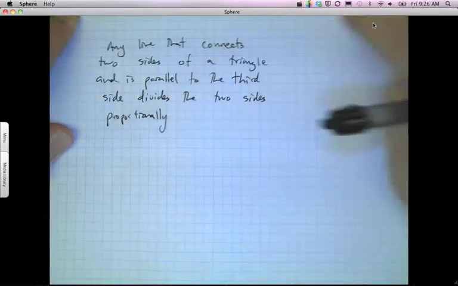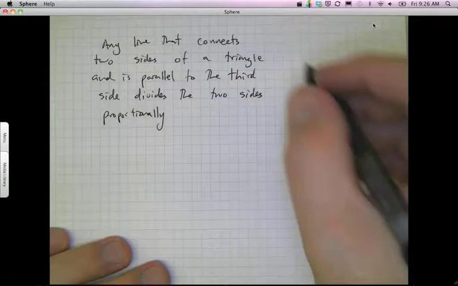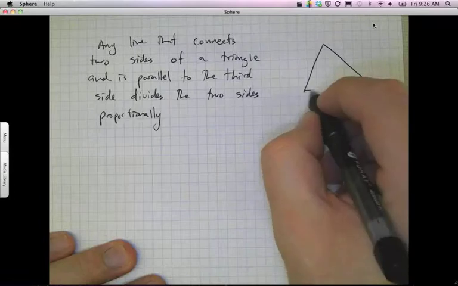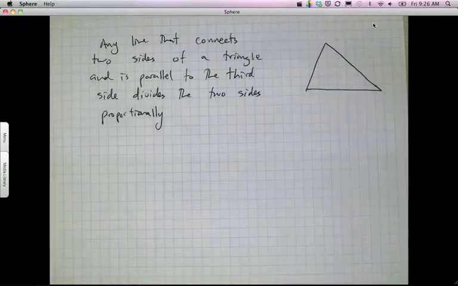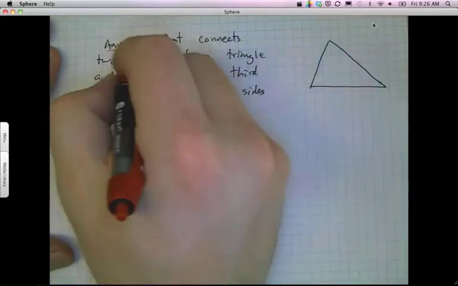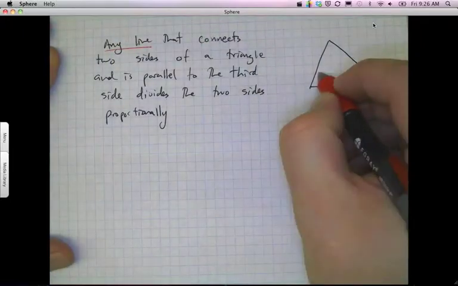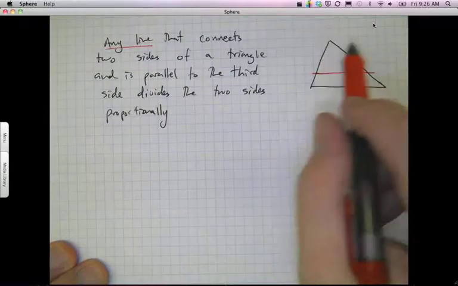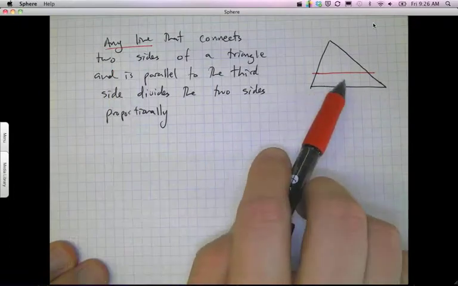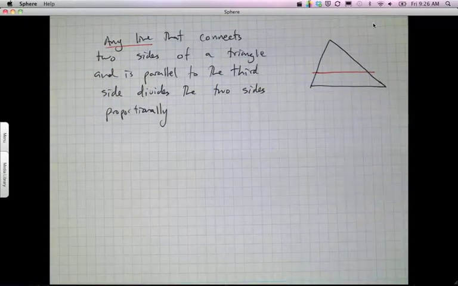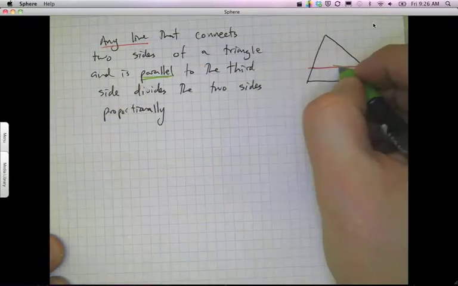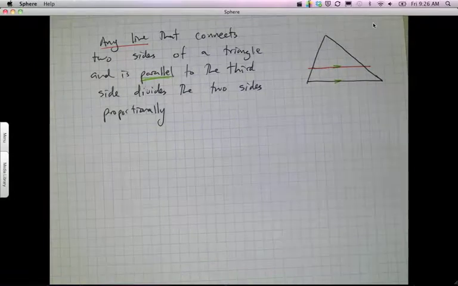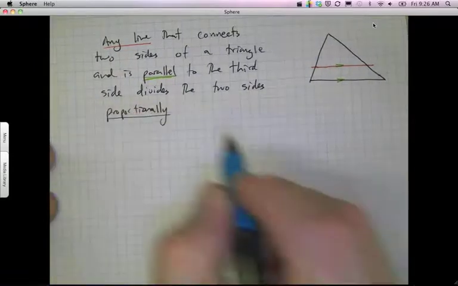So one way of drawing that is if you have a triangle and you have any line. I'm going to put that in red because my line is going to be red. So any line that connects two sides of a triangle, that's this red line, and is parallel to the third side. I'm going to put that parallel nature in green. So these two lines are parallel to each other. It divides the two sides proportionally. The proportion part I'm going to do in blue to kind of emphasize that whole thing.